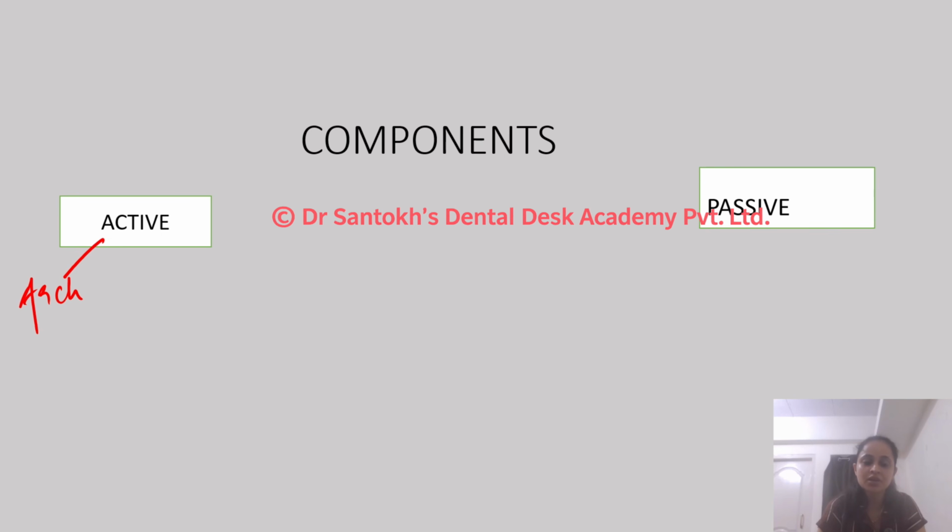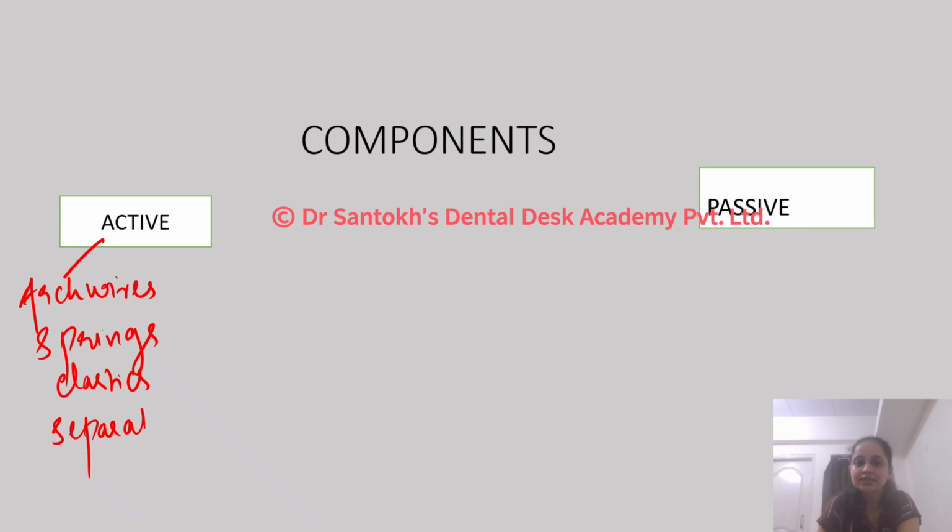These are the arch wires, springs, elastics, separators. So these are the active components of your fixed appliances. What are the passive components? These are the brackets, molar tubes, bands. Okay, we will see them in detail.